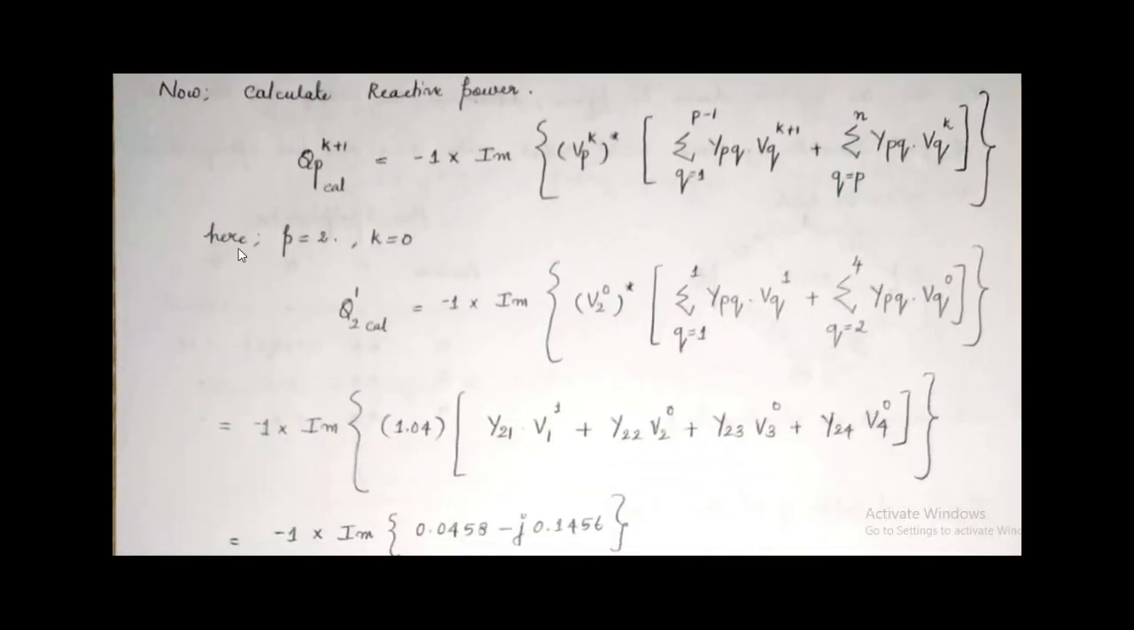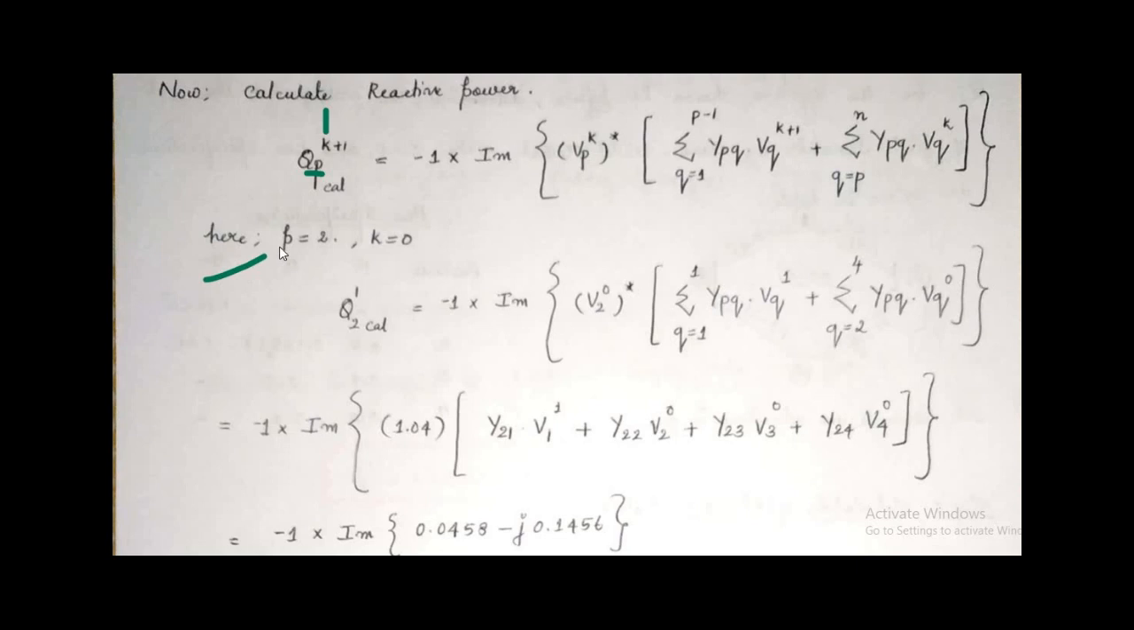And this was the equation for calculating reactive power of a particular bus that we have dealt with already. So this is the equation for calculating reactive power of a particular bus. What does this P indicate? P indicates the bus number. What does this K indicate? This K indicates the iteration count. All these things we know, right?